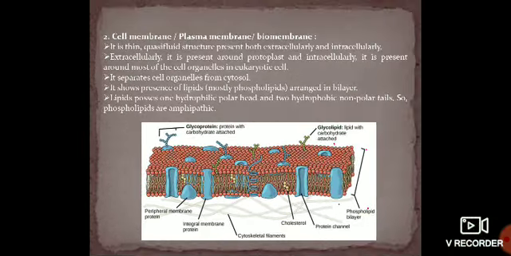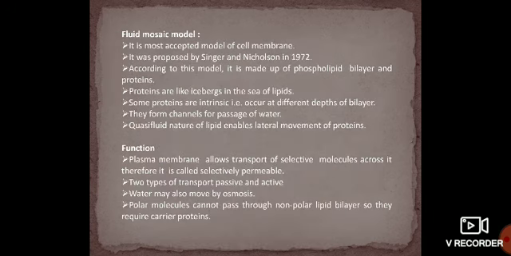Next, the structure shows a pattern like a mosaic, and that is why we call it a fluid mosaic model. Now comes the function. The function of the cell membrane is to allow transport of selective molecules across it, and therefore it is called semi-permeable or selectively permeable.